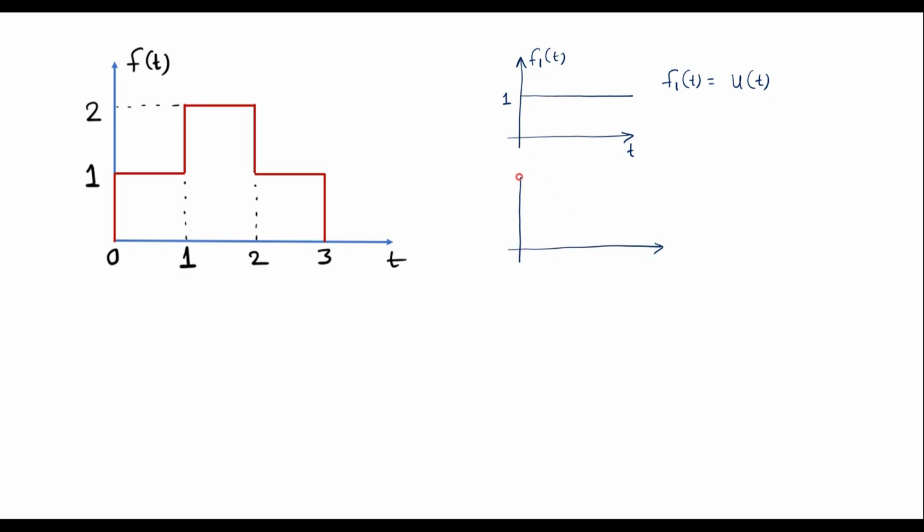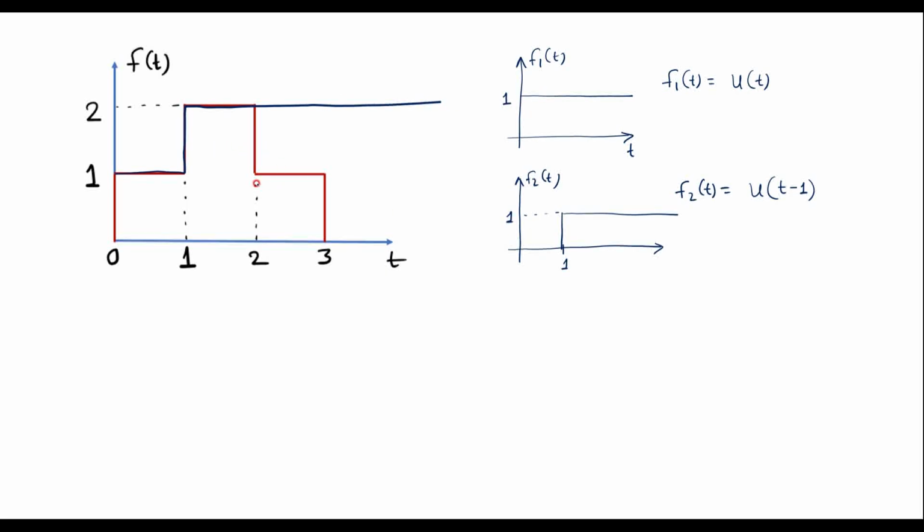Let that be my f2 of t. That is, this is f2 of t. Say this is 1. We need to add the magnitude 1. So at this point, the magnitude 1 plus 1 will become 2. So I can write f2 of t as a shifted version of u of t, that is, u of t minus 1. So when we add f1 of t with f2 of t, the resultant signal will be like this.